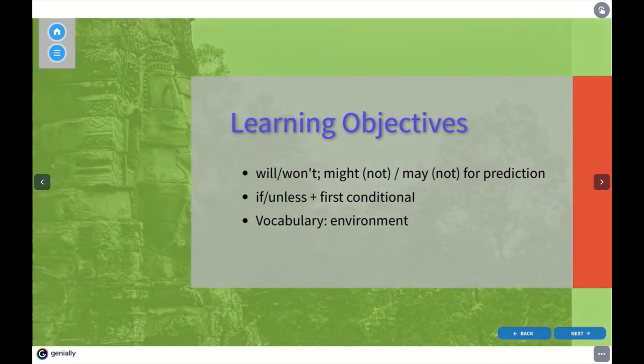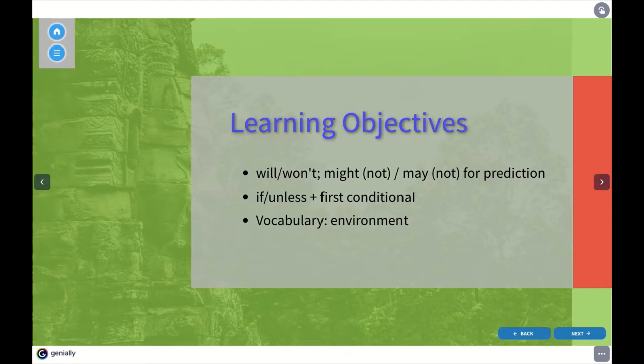These are the three main learning objectives in this unit. First one, how to use will or won't, might not or may not for prediction. Second one, we will learn how to use if or unless plus the first conditional. And the last learning objective in this lesson is vocabulary about environment. So you will learn some words about environment.